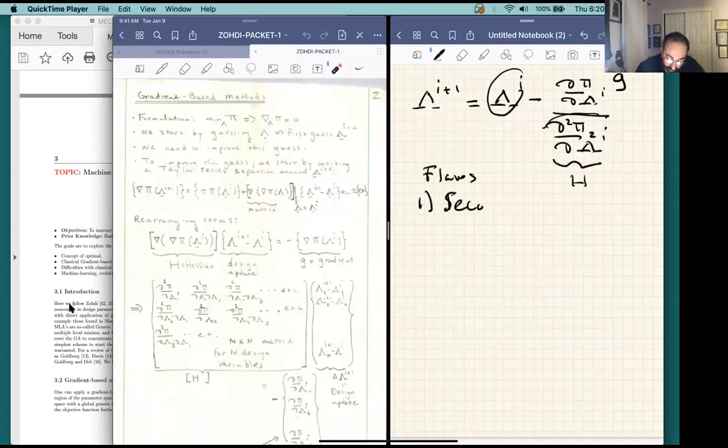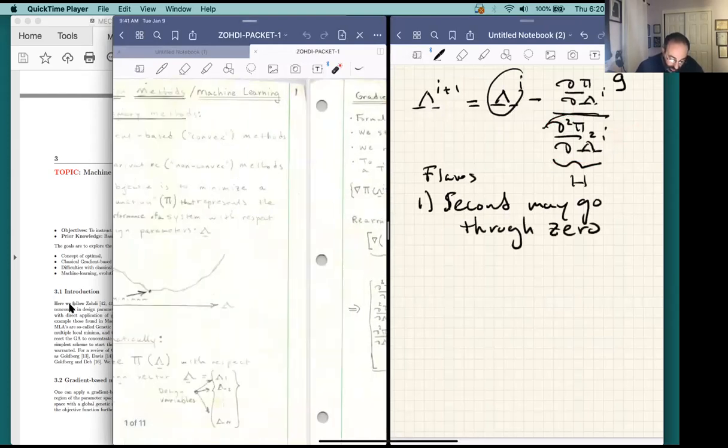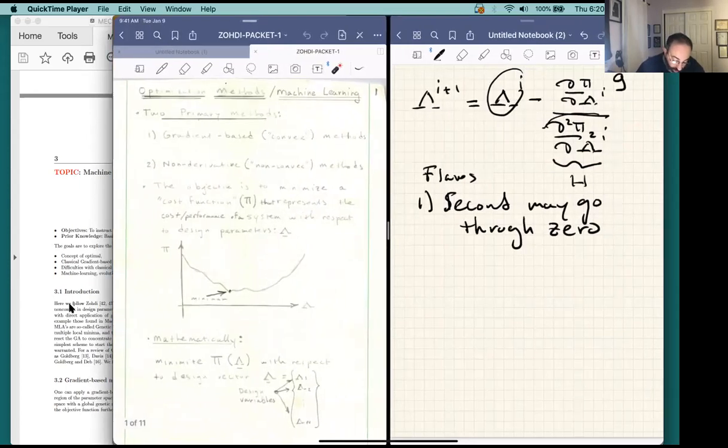Second derivative may go through zero. Now, the reason for that is when you have a function with any kind of wiggles, when it starts to change its curvature, the change in curvature means Hessian goes to zero. That's not good. Okay. Number two, what happens if the function is not smooth?